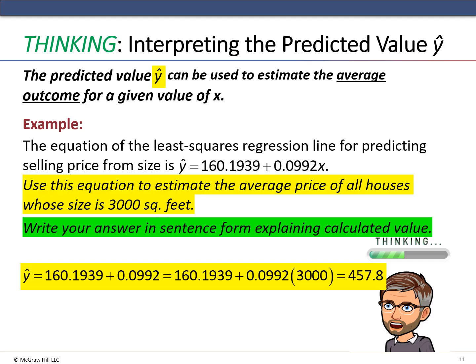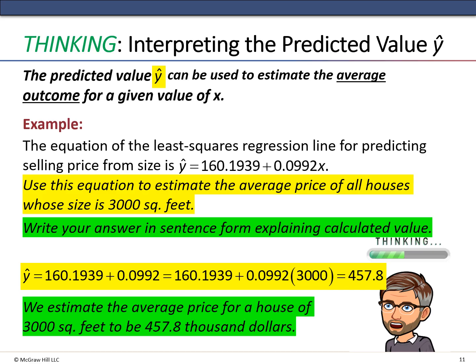So when we plug in the value, we get 457.8. We estimate the average price for a house of 3,000 square feet to be $457.8 thousand. Okay. Again, notice how that sentence is very clear. It's very simple. It's declarative. It shouldn't be long, hopefully. Otherwise, you get more convoluted.